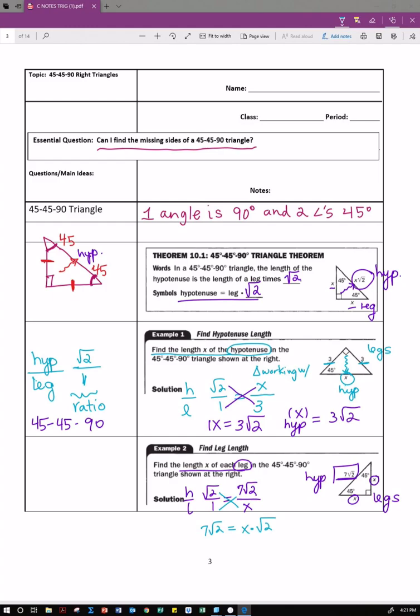Now, how do we get x alone? Well, the opposite of multiplication would be dividing by the square root of 2. Divide both sides by the square root of 2. The square roots of 2 cancel. Look at that, because 5 divided by 5 is 1. The square root of 2 divided by the square root of 2 also cancels to make 1. So 7 equals x. So your legs are both 7.